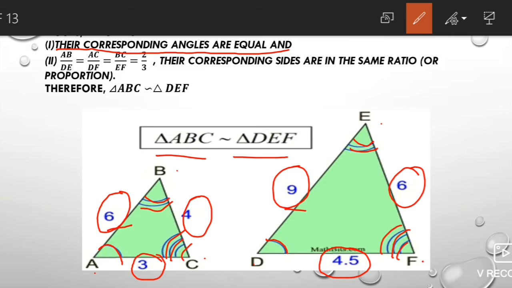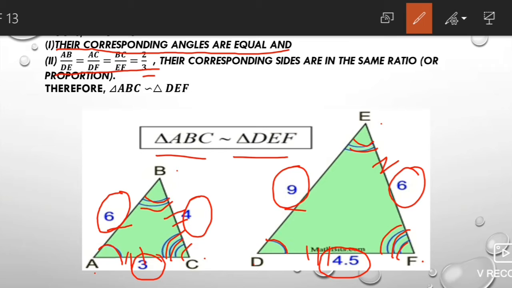6:9, that is 2:3. Now if you check the ratio of BC and EF, again the ratio will be 4:6, that is also 2:3. Now if you check the ratio of AC and DF, it will be 3:4.5. If you check the ratio, it will also be 2/3. So as you can see, AB by DE is equal to AC by DF is equal to BC by EF is equal to 2/3. That means their corresponding sides are in the same ratio.